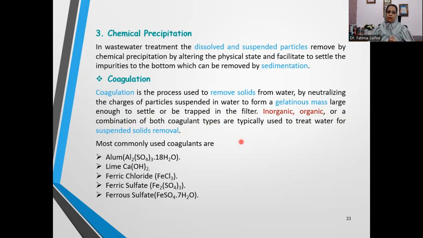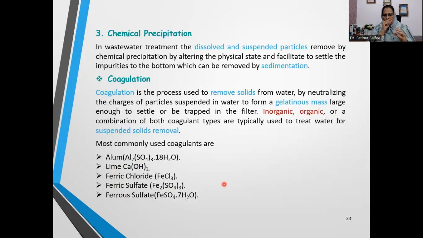The most commonly used coagulants are alum, lime, ferric chloride, ferric sulfate or ferrous sulfate. These are the chemicals we are using. Once they go in, what will happen? The particles which we want to remove, that means impurities, and the chemicals both have different charges. It's all about how it can neutralize the charges.